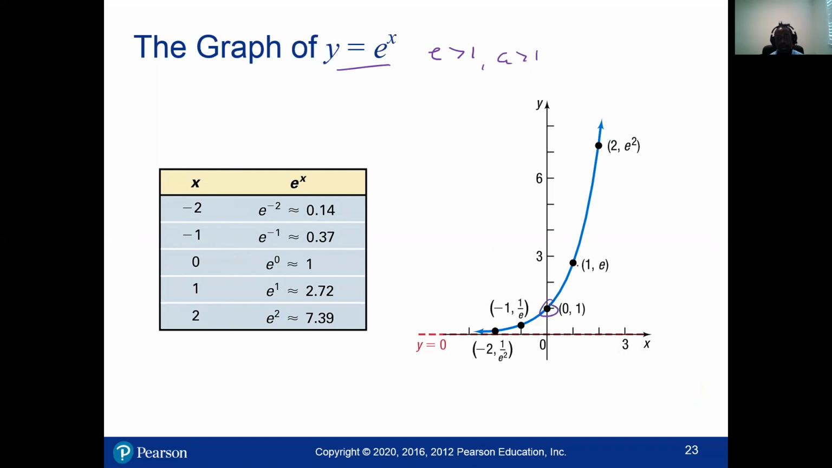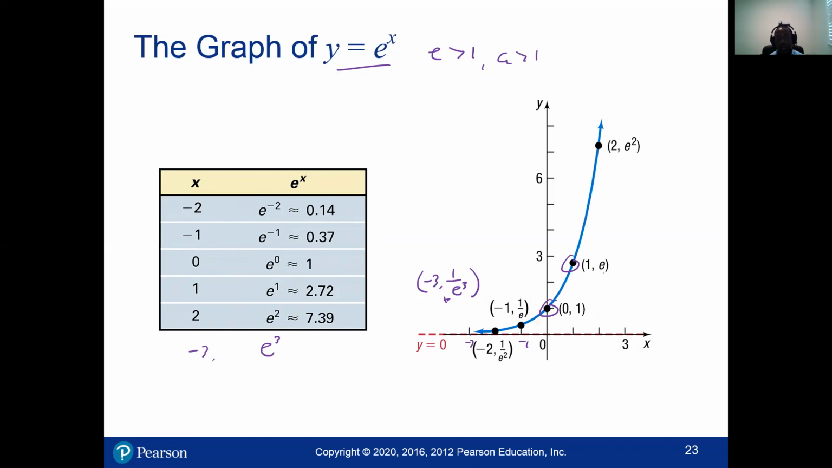And then at 1 we have e, and at -1 we have 1 over e. If I add -3 there, this is going to be e raised to the third, so the point at -3 has coordinates -3 and 1 over e to the third, like that. So that's how it behaves. It's an increasing function, and it goes through these points.